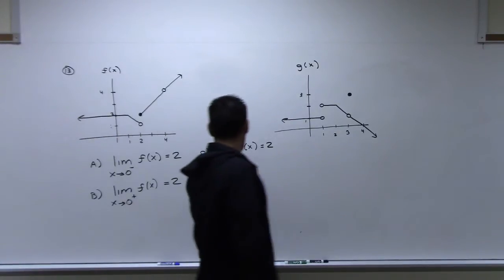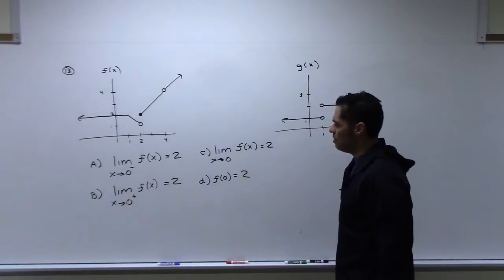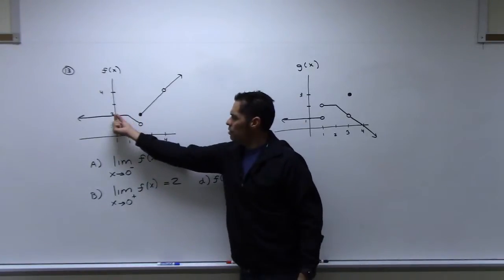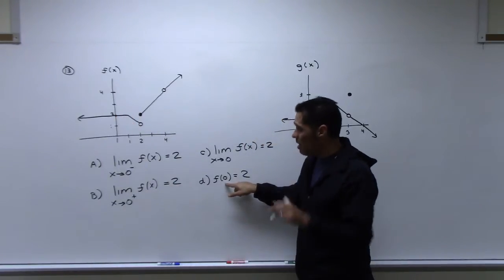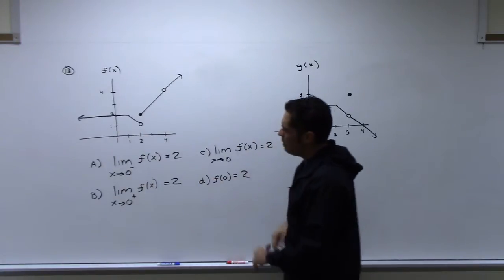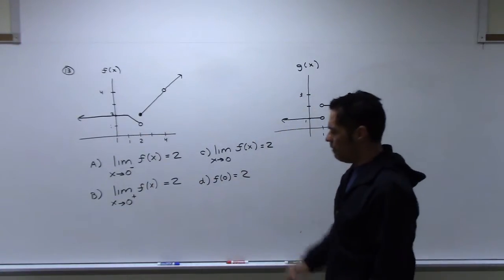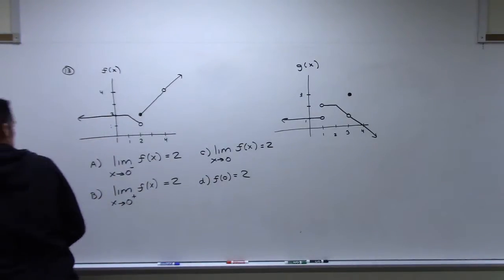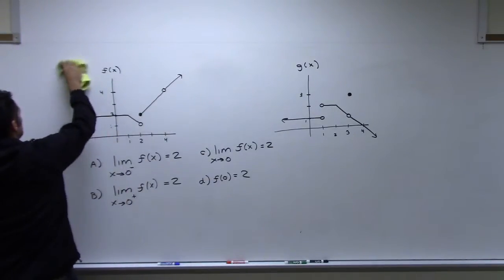So it looks like there's not a whole lot of interesting stuff happening at 0. As we come in from the left and from the right, it's headed towards 2. And actually, at 0 itself, it's 2. So it's a nice, well-behaved function at x equals 0. Now let's look at the difference between that and problem 15. On problem 15, we're using the same graph.